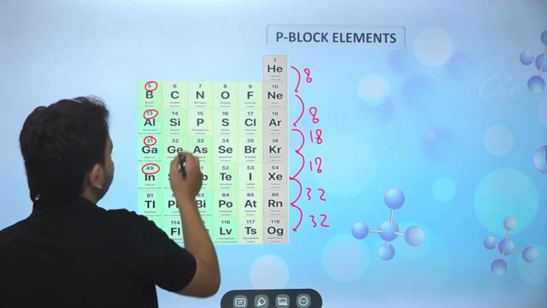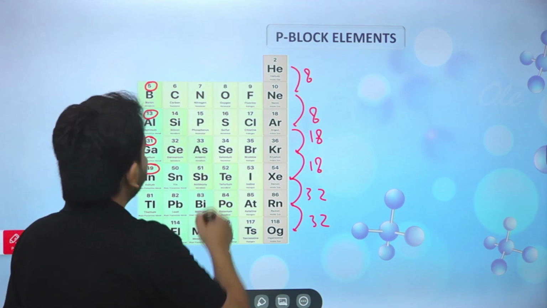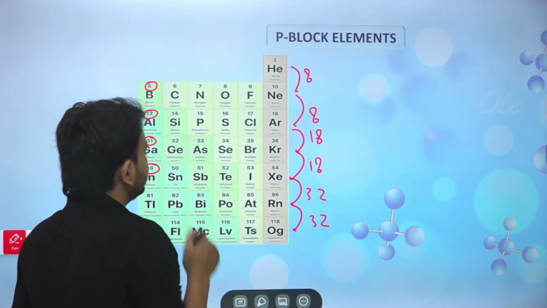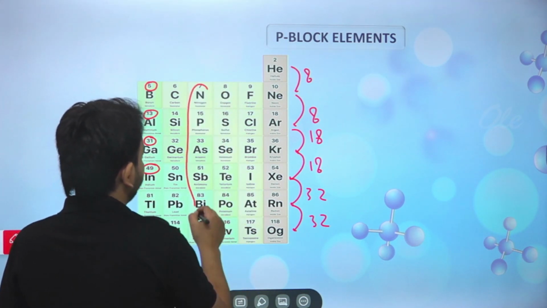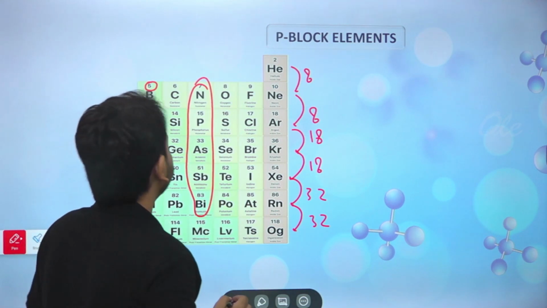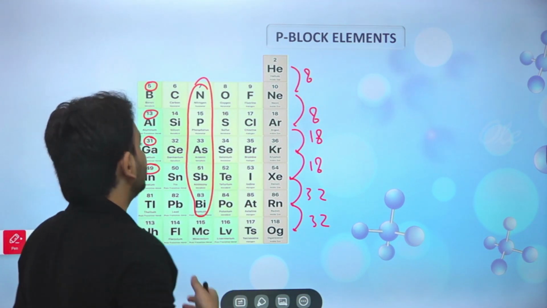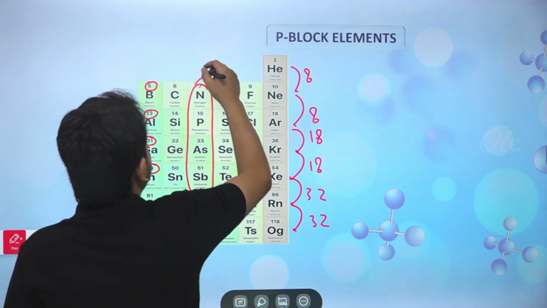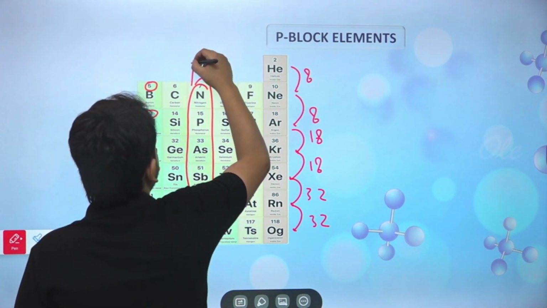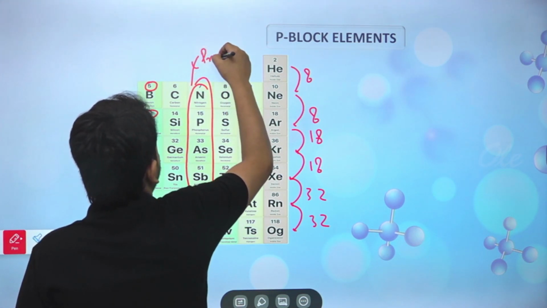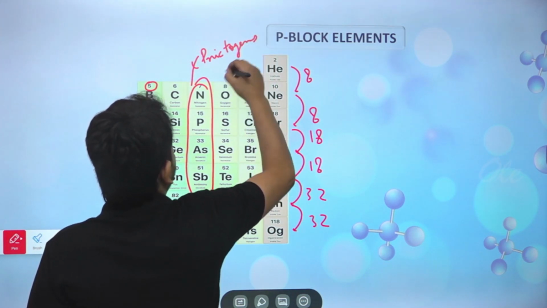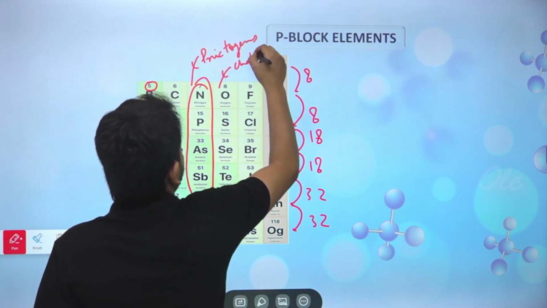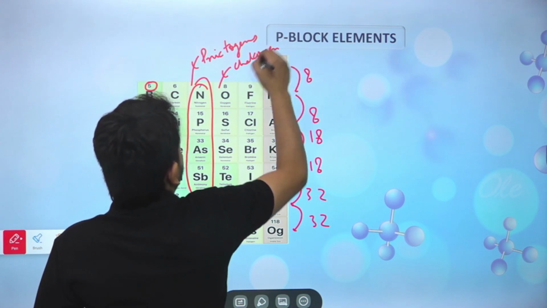Carbon, silicon, definitely germanium, tin, lead, right? Nitrogen, phosphorus, arsenic, antimony, bismuth, all 5 are very important. Try to remember their atomic numbers, right? And if there are any exceptions related to them, you have to remember them, right? Nitrogen family, guys, you might remember from the last class, they are pnictogens. Oxygen family are chalcogens, right?